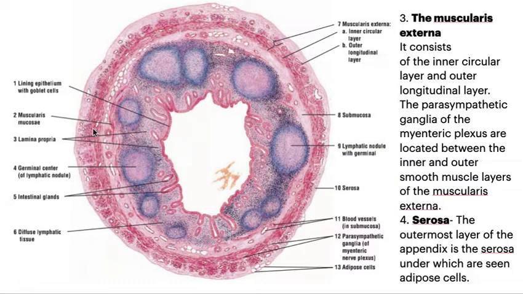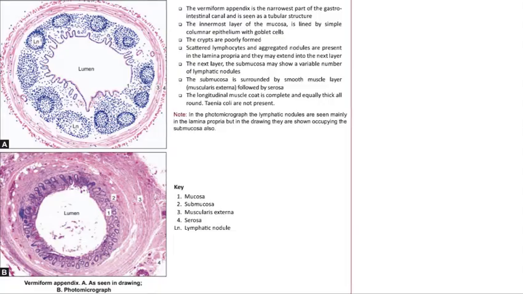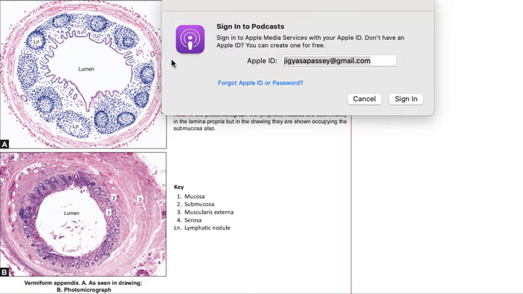The muscularis externa will lack the tinea coli, and consists of an inner circular and outer longitudinal layer. The parasympathetic ganglia of the myenteric plexus are located between the two layers. It is completely lined by serosa that can be seen as a single squamous cell mesothelium and adipose cells. So here is the IBCing view of the appendix showing the vermiform appendix, the narrowest part of the GIT, seen as a tubular structure.